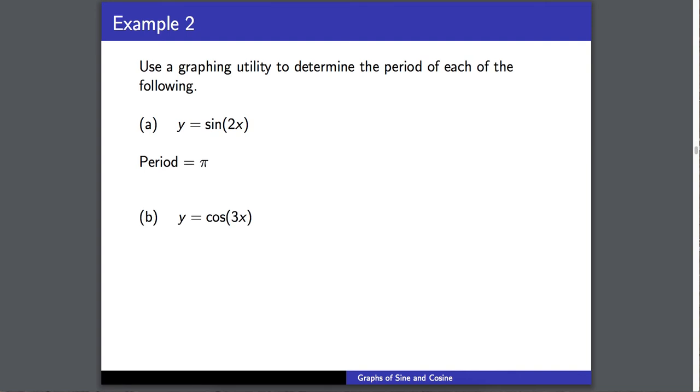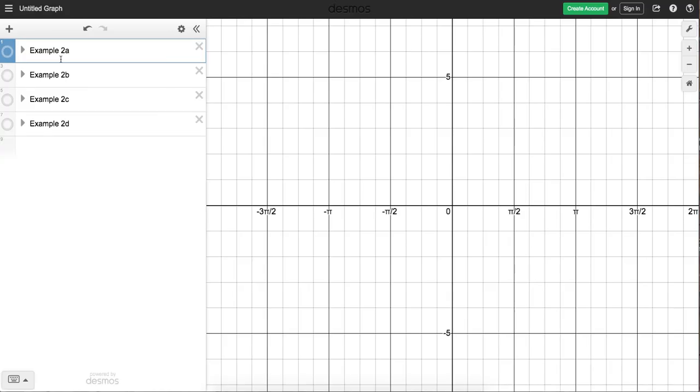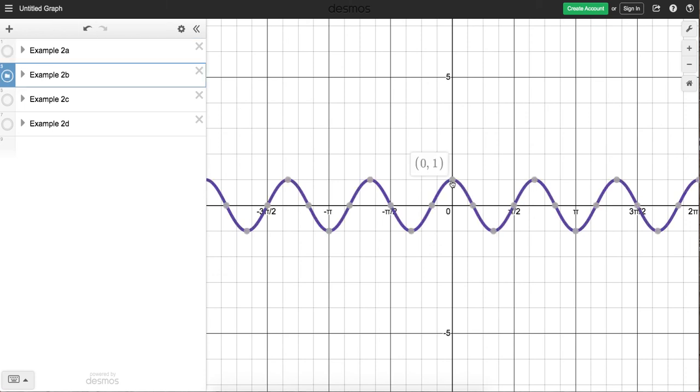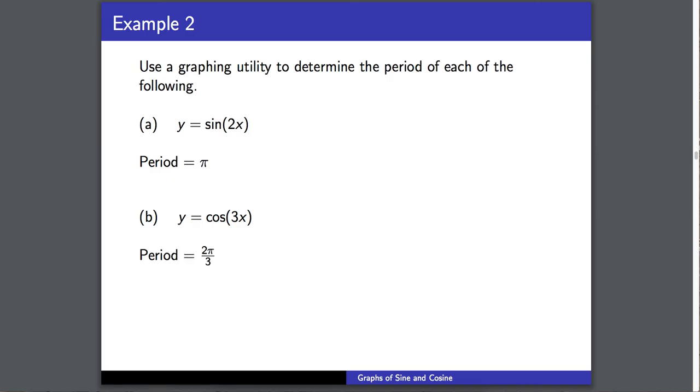All right, part B, we have cosine of 3x. So let's take a look at the cosine of 3x. So here's the cosine of 3x. Now with cosine, we can, again, use the maximums just like we do with sine. So we'll start with this maximum x value at x equals 0, and then all the way out to 2 pi over 3. So from 0 to 2 pi over 3, that's the period of this graph, is 2 pi over 3.